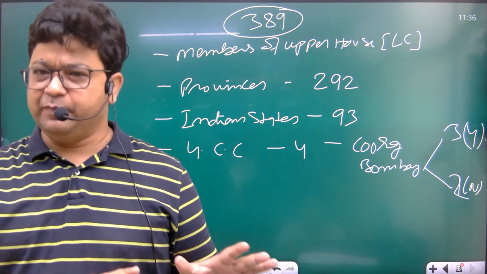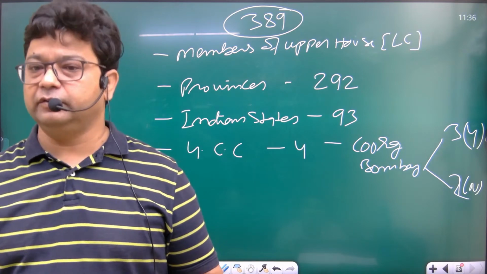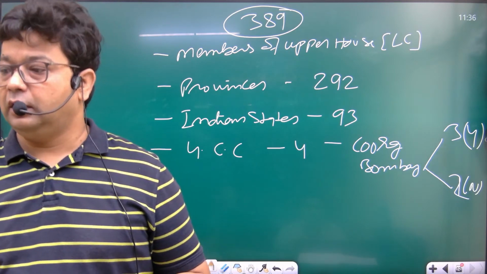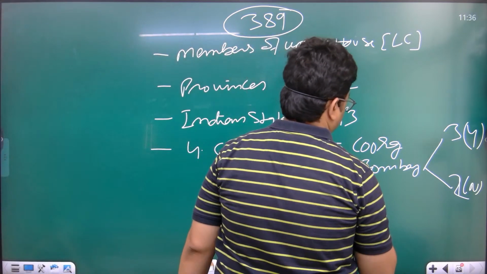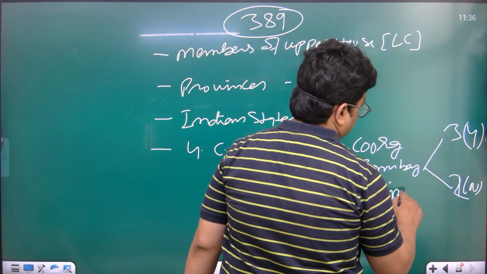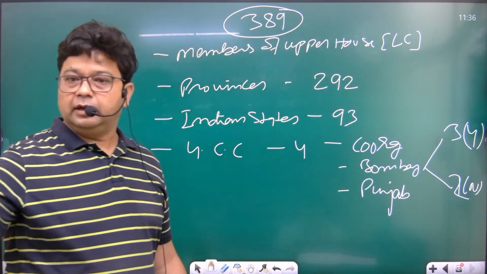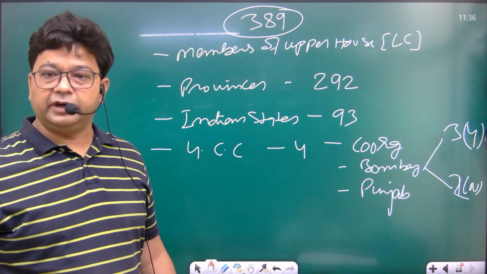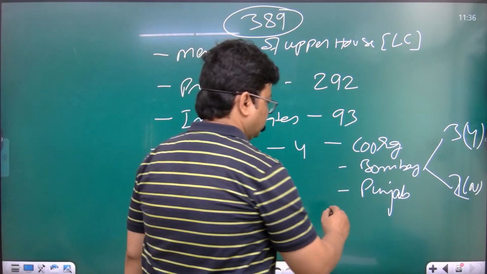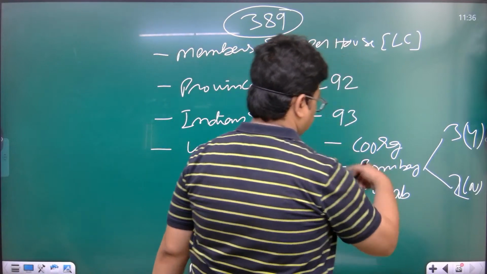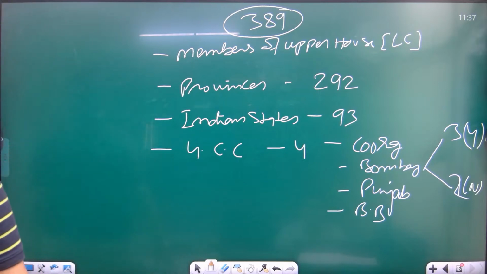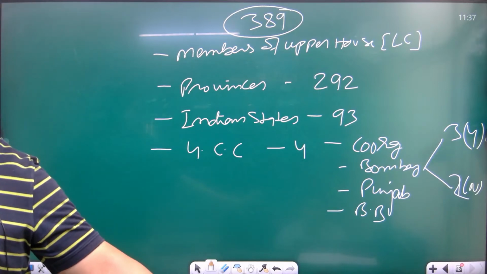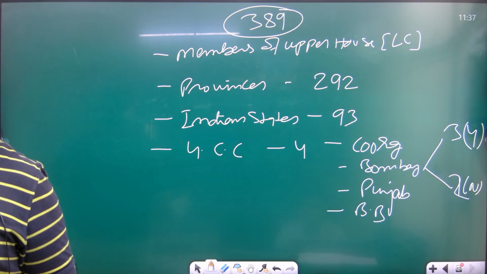Okay, let's keep Bombay aside for now. What was the third one among these? Punjab. I'm coming. Then another one, British Baluchistan. So these are all the 4 commissionaries. Are these the only 4, or is there anything else? This is all 4. Lahore.